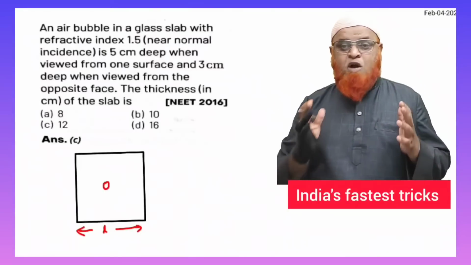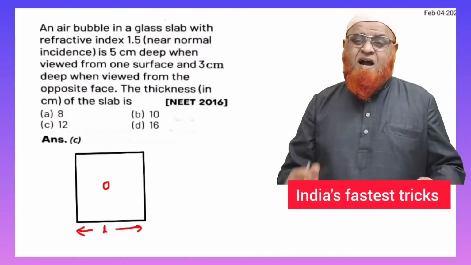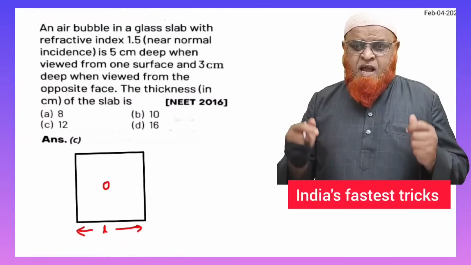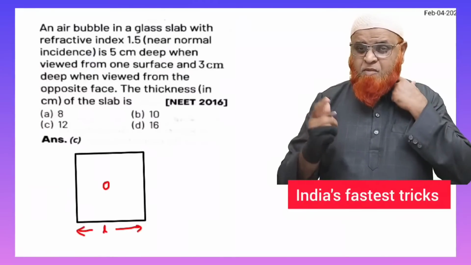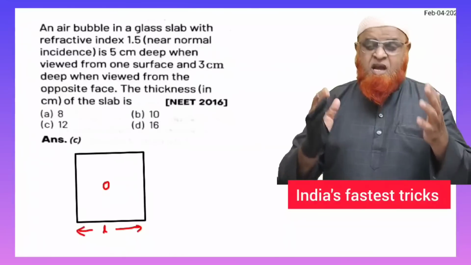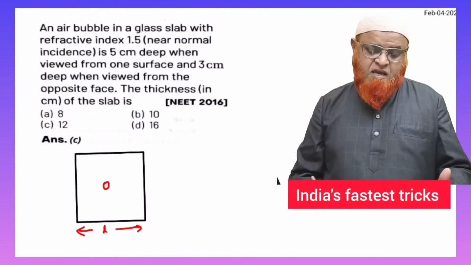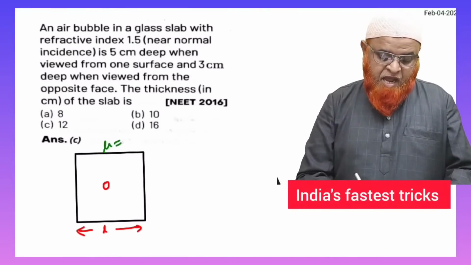My dear students, I want to make you the fastest in India. So I am going to teach a very amazing short trick today. This short trick will help you solve the problem in a fraction of a second, whereas the textbook method may take more than 1 minute. So let us see now. There is a glass slab having refractive index 1.5.